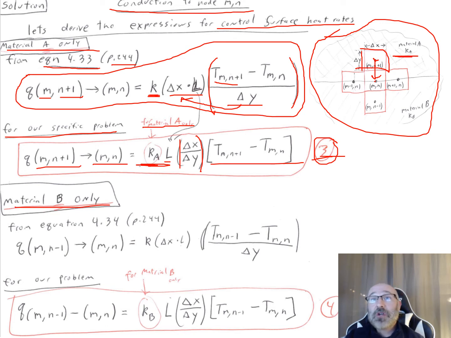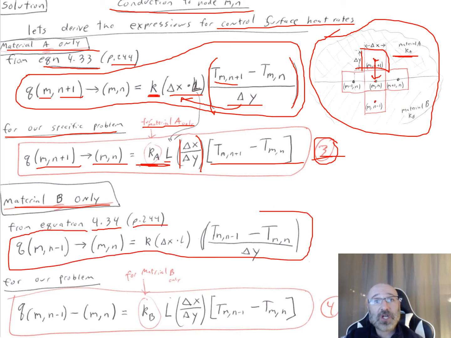If we're looking at material B only, we come down to this node, M comma N minus 1. Now we can go to our textbook to find our governing equation. This is equation 4.34 on page 244 of our textbook, where we have this general expression. Again, we want to start with the general equation. So this is our heat for that node down here, Q of M, N minus 1, going to our center node. So now we're going up to our center node, and this is equal to our thermal conductivity. Again, in general form, we're going to leave this as K.